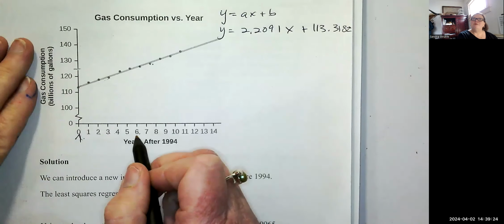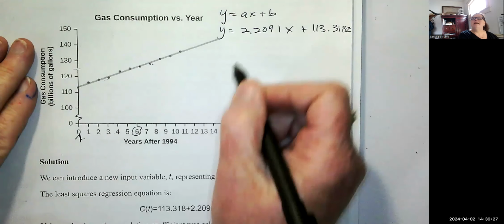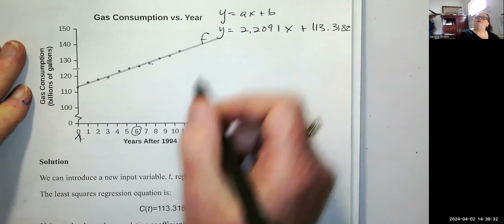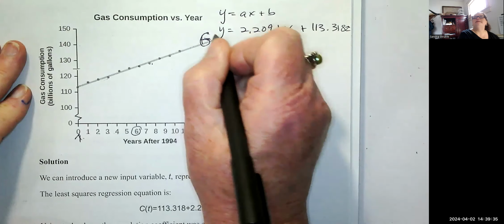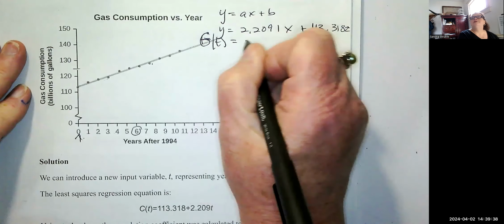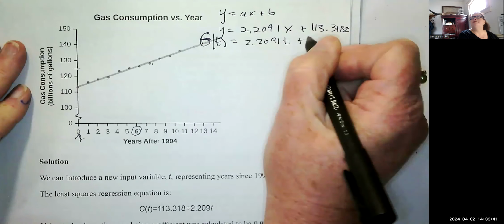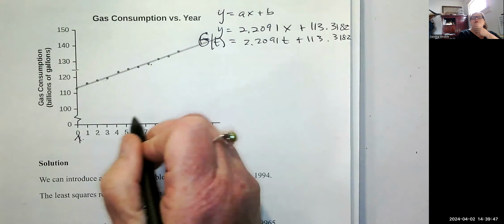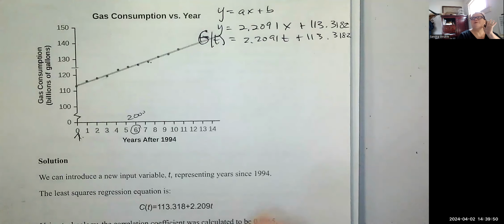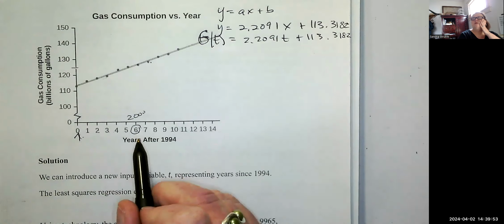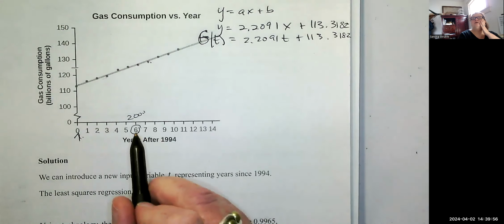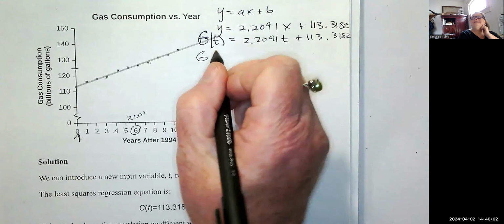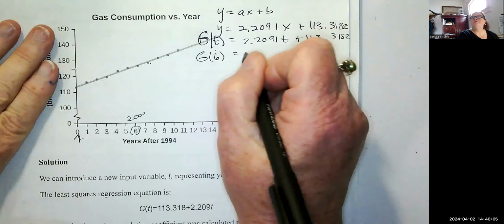I can find out exactly what it is by taking the 6 and substituting, because this is a function of, what is this? Gas consumption, so G of T. So let's go with gas based on time. So that's 2.2091 T plus 113.3182. All right, and I want to know in the year 2000, without looking at my numbers up here, pretend like we don't have them, what is the gas consumption? All right, in billions of gallons. So I have to use the number 6, because I'm not going to plug in 2000 for my T. I'm going to put in 6 for my T and solve.